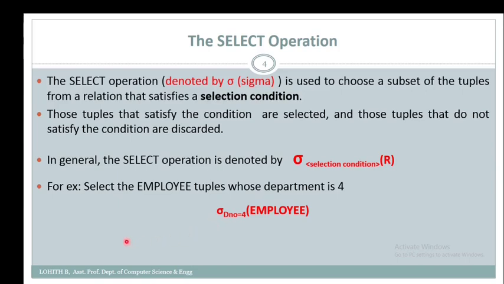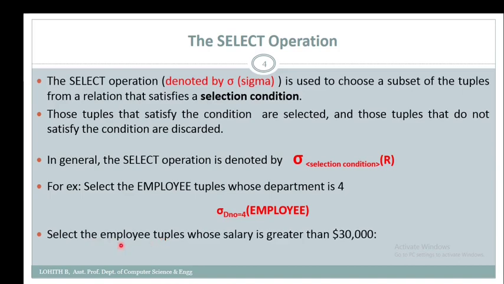Let us look into one more query. Select the employee tuples whose salary is greater than 30,000. Now the relation name is employee and the condition is that salary should be greater than 30,000. The expression looks like this, where employee is the relation, the condition is salary greater than 30,000, and the notation used is sigma.